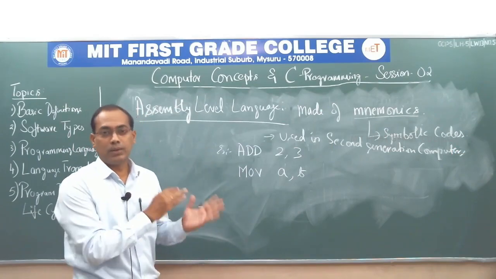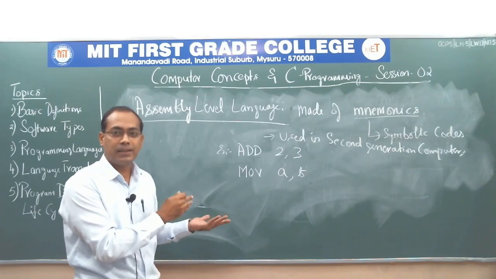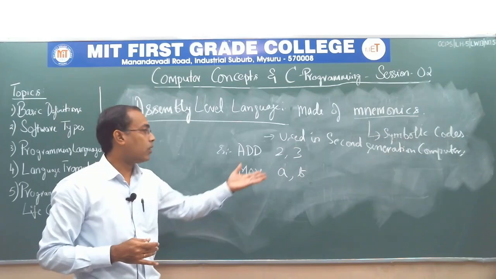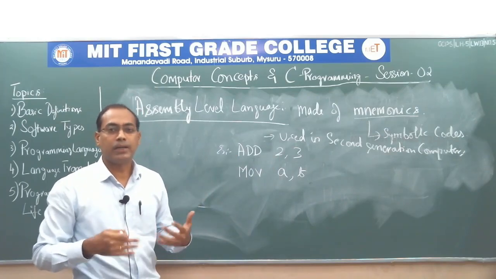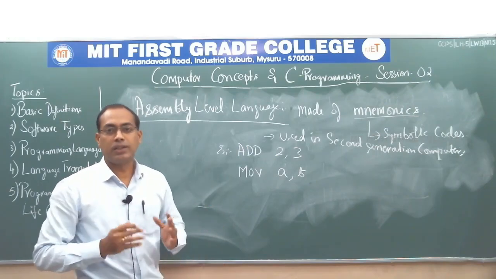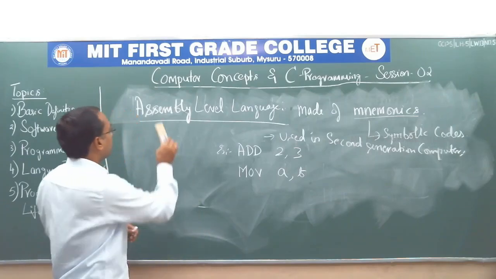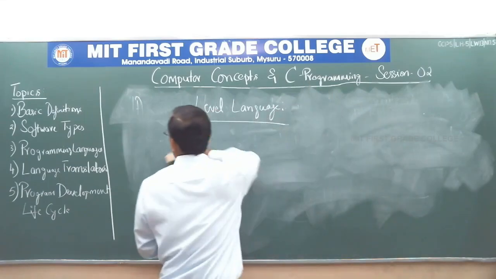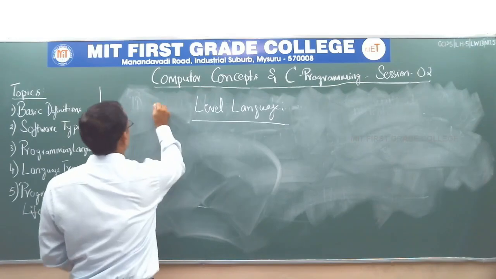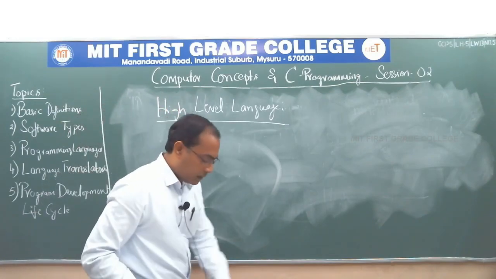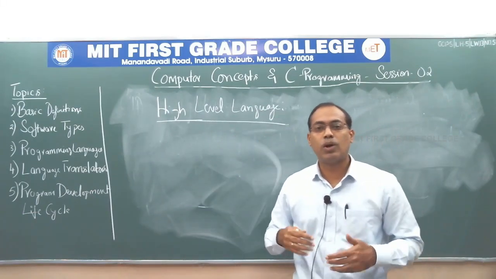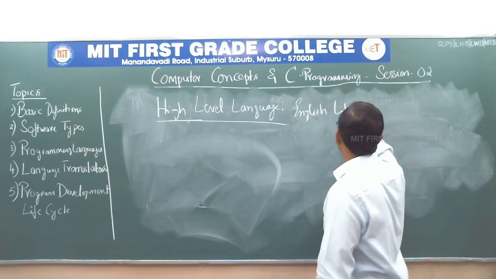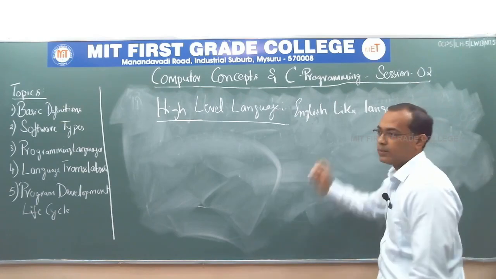Compared to machine level language, assembly level language looks pretty decent and simple, obviously, but it also has some drawbacks. People have to remember a lot of codes to compose a program and create software. So scientists and engineers did not sit quiet. They developed the next language, which they call a high level language. This high level language is very close to how we communicate in English. So it is an English-like language used to communicate with the machine.